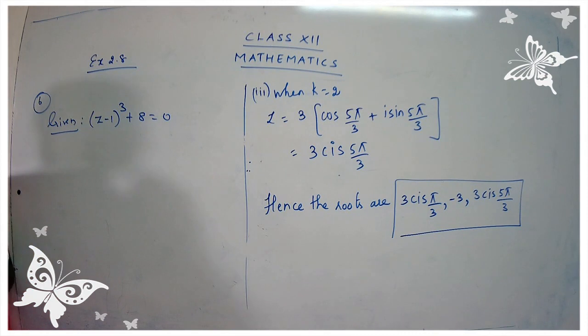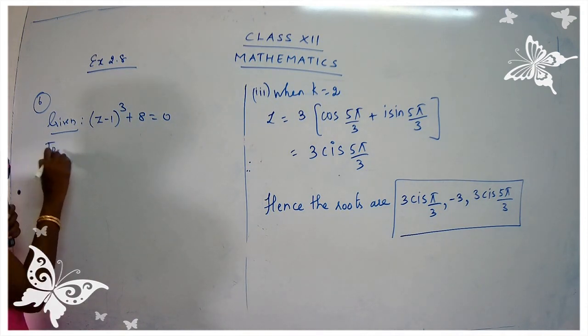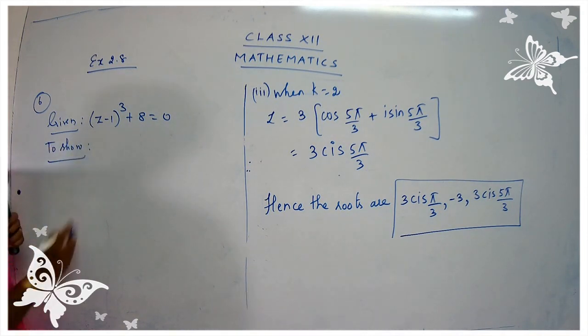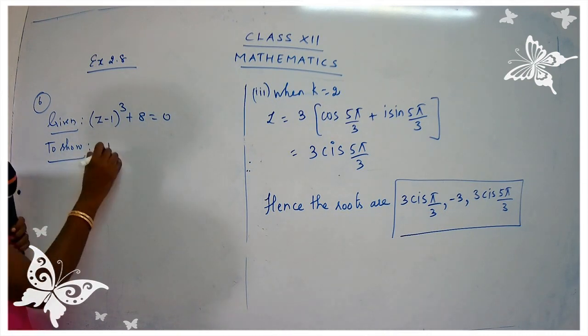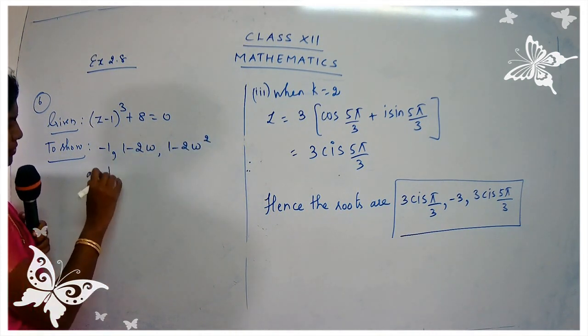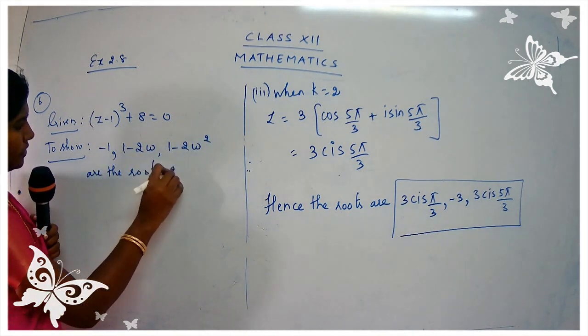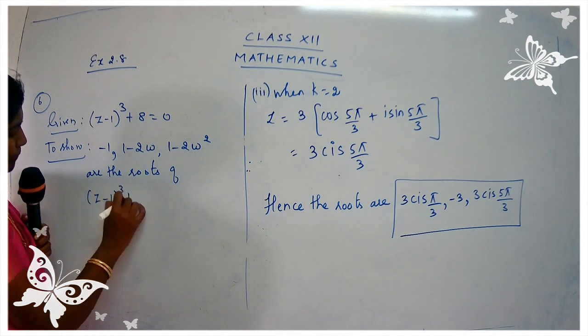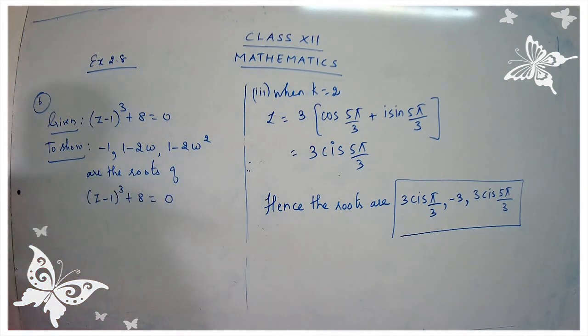This is the equation which is given to us, and what you are going to show. You have to show that, to show minus 1, 1 minus 2 omega, 1 minus 2 omega square are the roots of z minus 1 the whole cube plus 8 is equal to 0. This is what we have to show. Minus 1, 1 minus 2 omega, 1 minus 2 omega square are the roots of the given equation. So just write down the given part and the to show part. Let's go for the solution.